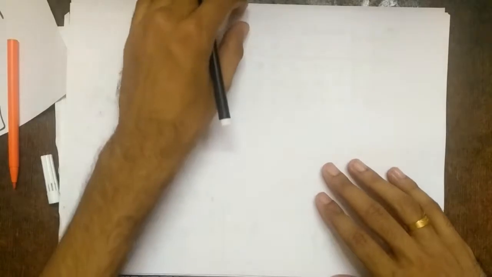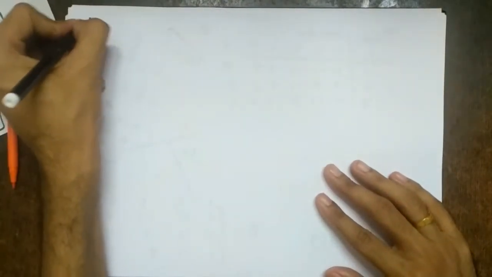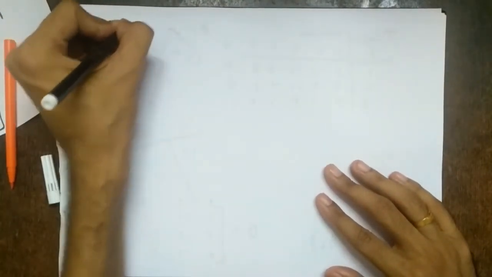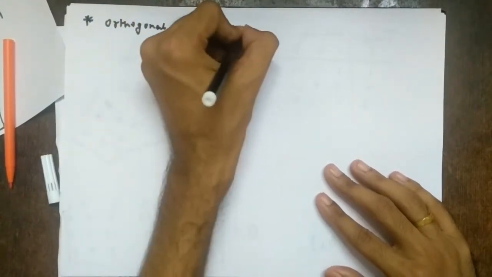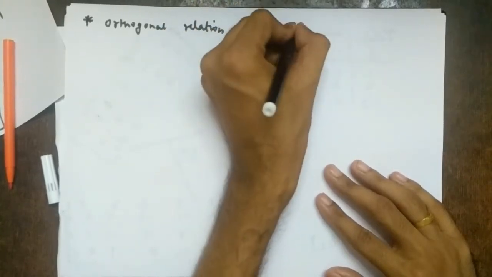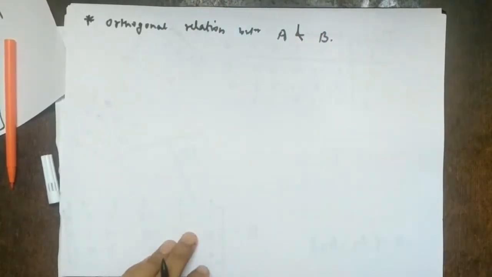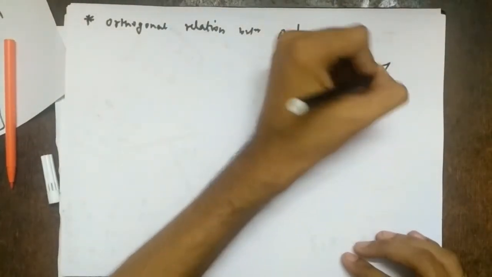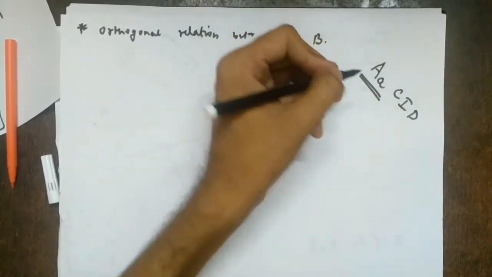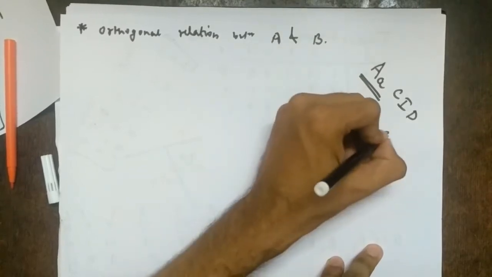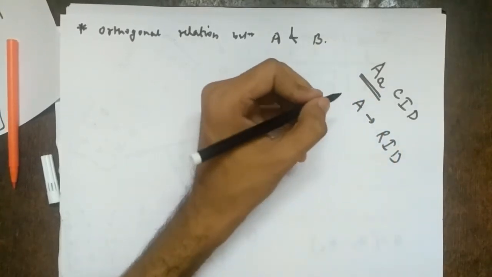So next we have the orthogonal relation between A and B. So what is A? It is the reduced incidence matrix, right? You should not forget these notations. What is A suffix a? It is the complete incidence matrix. Complete incidence matrix you can remember as CID. Then only A is what? Reduced incidence matrix, right? RID.